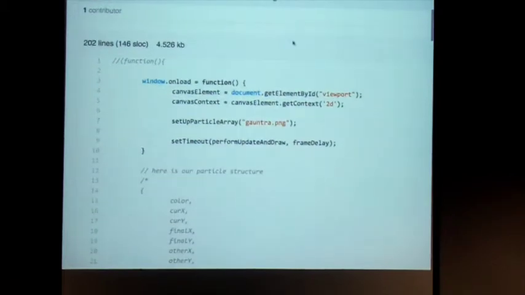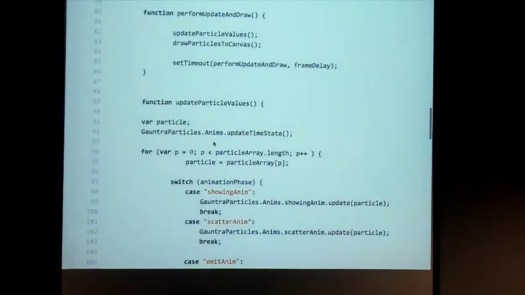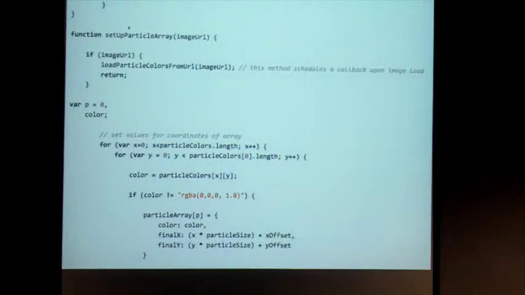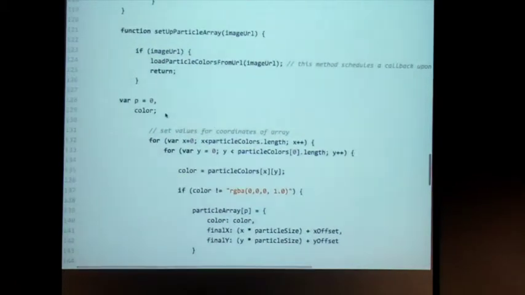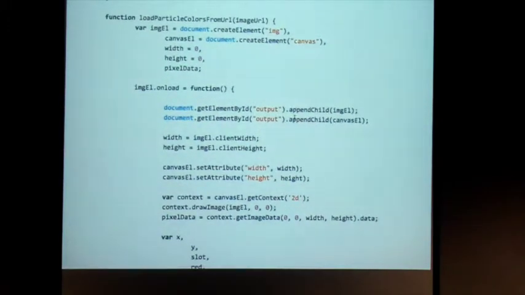When the window loads, we go get the canvas element and hold on to it and get the context. And then I have a little method called setUpParticleArray where I pass in an image. I wish I could jump to definition, but we'll be doing some scrolling here. So, load particles from URL. Create an image element and set the source of the image to what we're passed in. I use the load event on the image element to fire a callback when it's done.